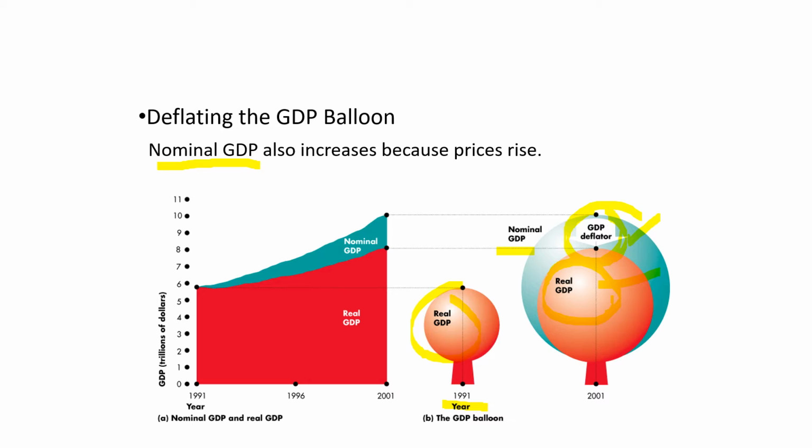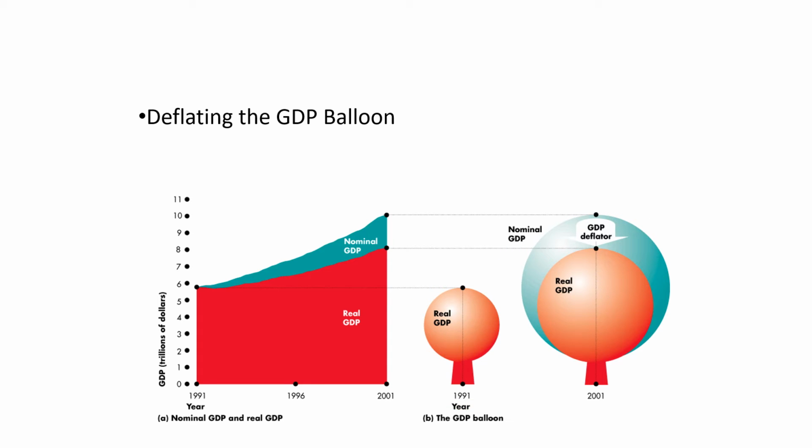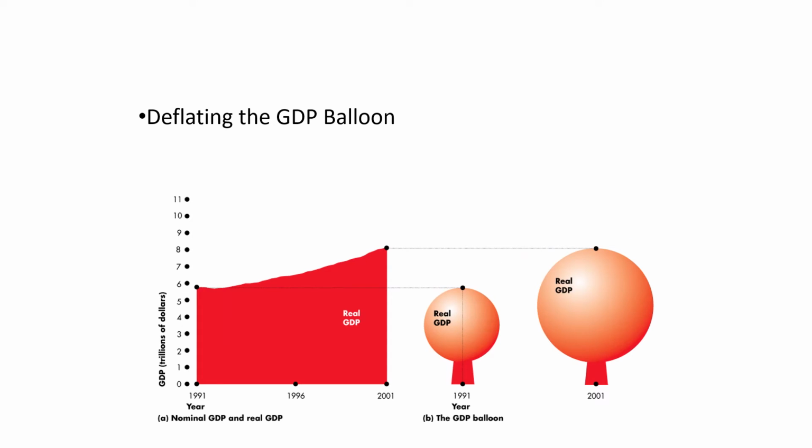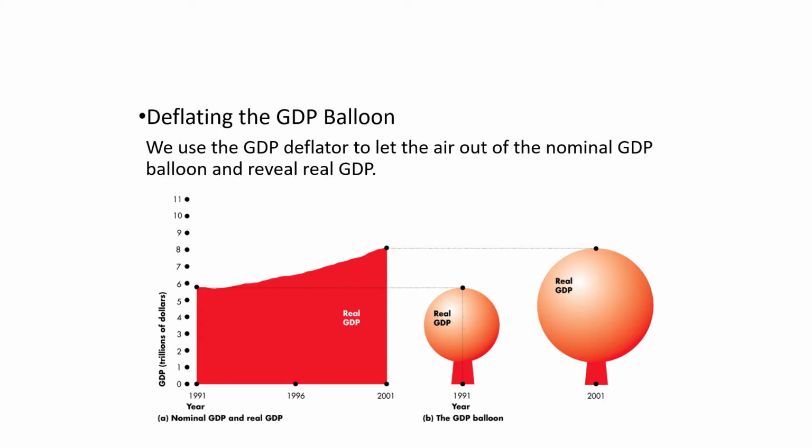Now, to see the real GDP in 2001, we used the GDP deflator to deflate the nominal GDP with the inflation air removed. So we can see by how much real GDP grew from 1991 to 2001. So as we discussed earlier, we use the GDP deflator to let the air out of the nominal GDP balloon and reveal real GDP.